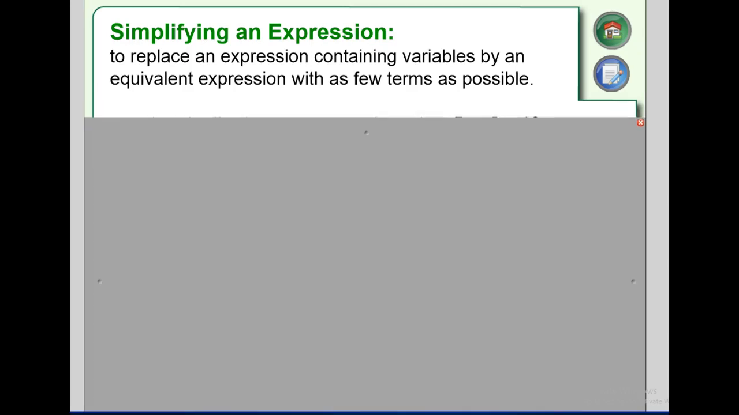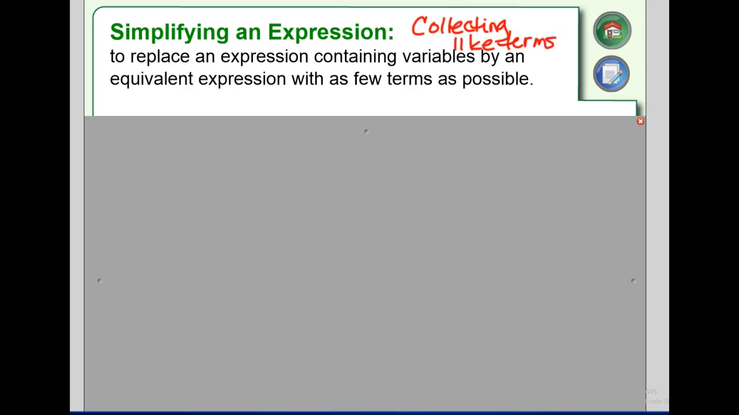Okay, now let's look over here. Here comes the idea where I said we do a lot of this distributive property in our heads. To simplify an expression is to replace an expression containing variables by an equivalent expression with as few terms as possible. Now, it says simplifying the expression, but another thing that we say over and over again is collecting like terms. Same idea.